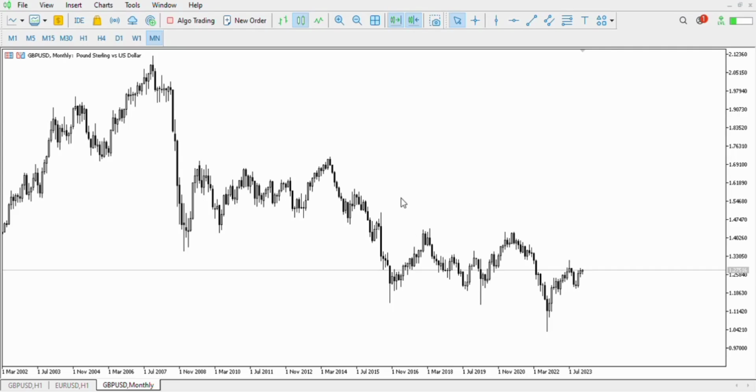Hey, what's up, guys? So, in today's video, I'm going to be analyzing the GBPUSD. This is the GBPUSD on the monthly time frame. I just want to show you guys an overall view of GBPUSD.